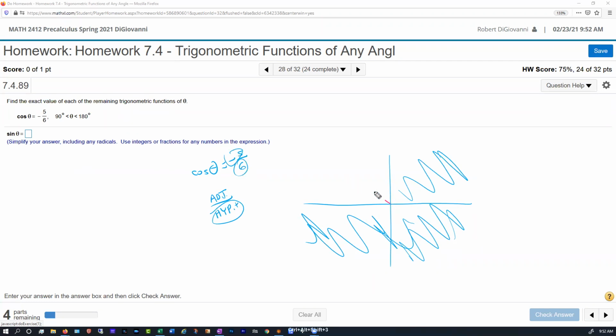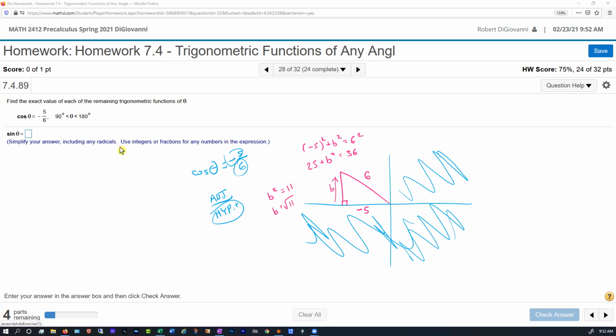And I'm going to draw a triangle like this. 6 is the hypotenuse, and -5 should be the adjacent, which is this side. And now I need to figure out what this side is. I'm going to call it b. So -5 squared plus b squared must be equal to 6 squared. So 25 plus b squared equals 36. If I subtract, you get b squared equals 11. So b is √11, and it will be positive.